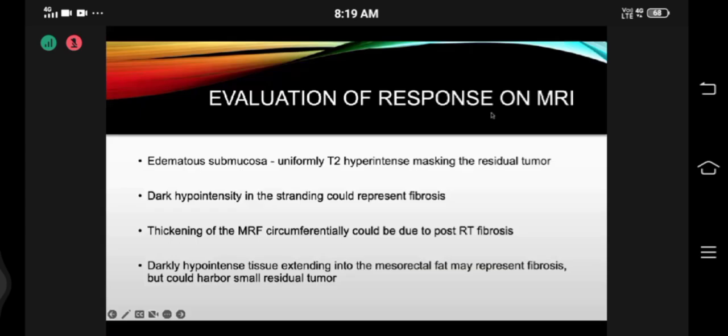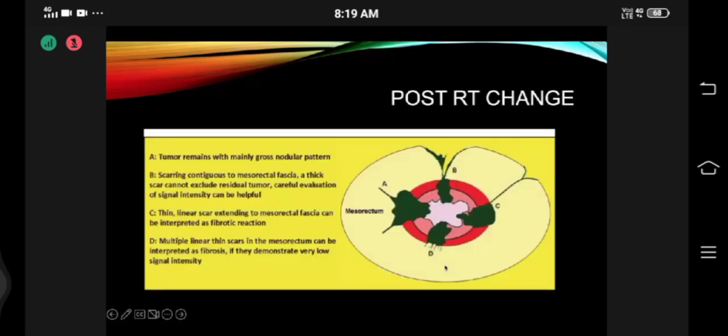So again, evaluation of response on MRI. The edematous submucosa will be uniformly hyperintense, masking the residual tumor. Dark hypointensity is because of the fibrosis. And then the mesorectal fascia can be thickened due to radiation. And it can be dark hypointense, which could represent residual fibrosis with minimal tumor.